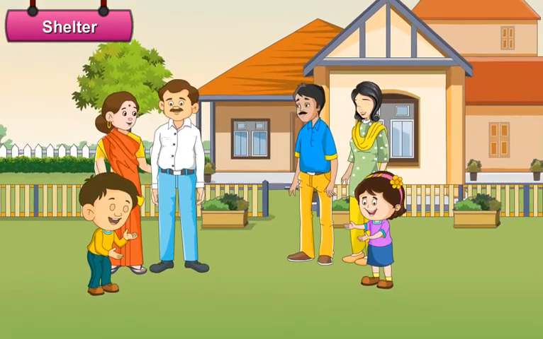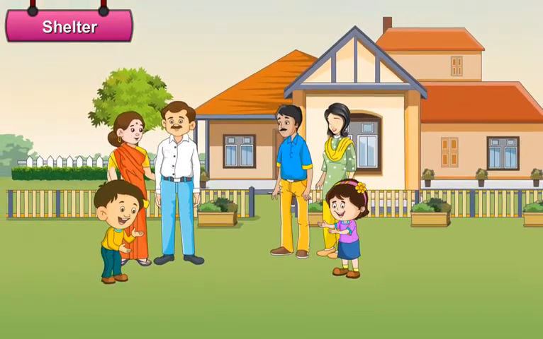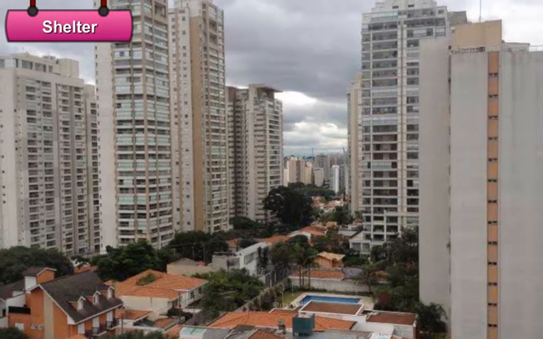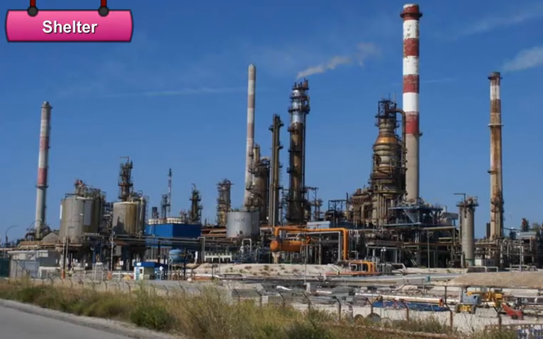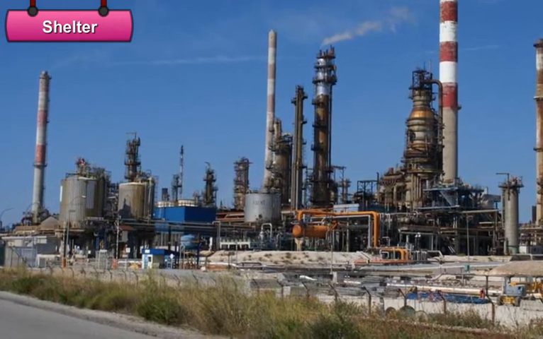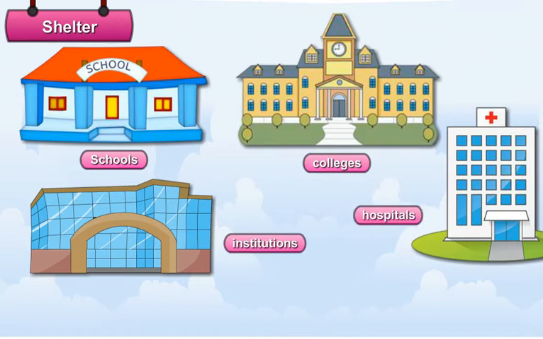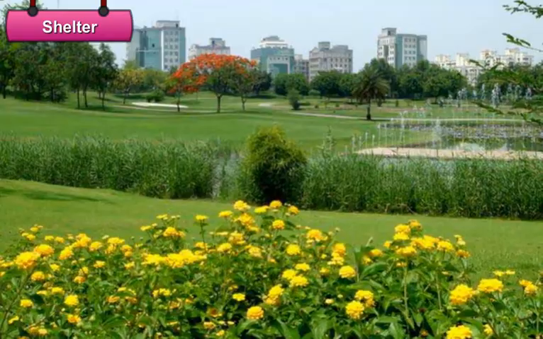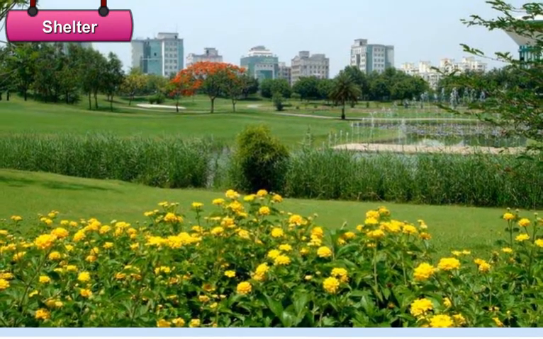Every settlement is divided into different areas which serve different purposes. Residential areas have houses. Commercial areas have shops and offices. Industrial areas are located at a distance from the residential areas. Schools, colleges, institutions, and hospitals have special areas for them. Green belts are also present to keep the environment clean.